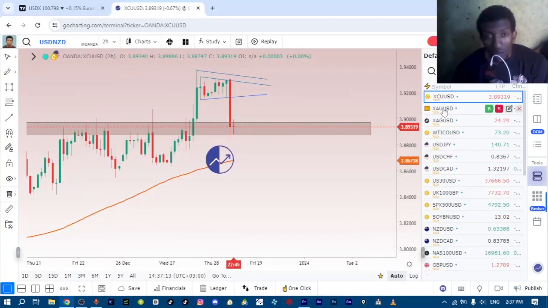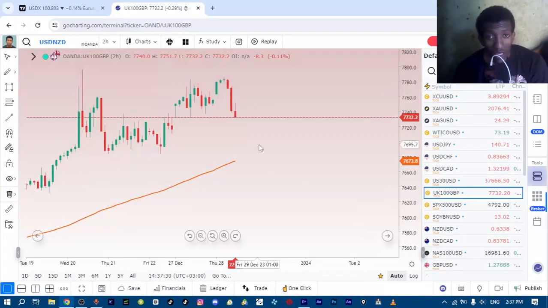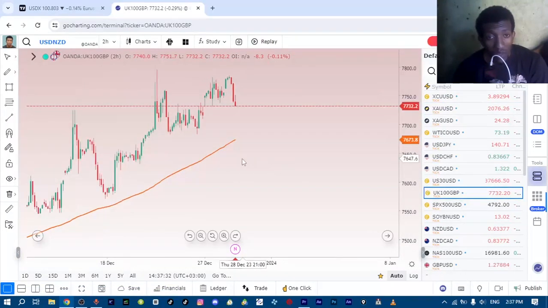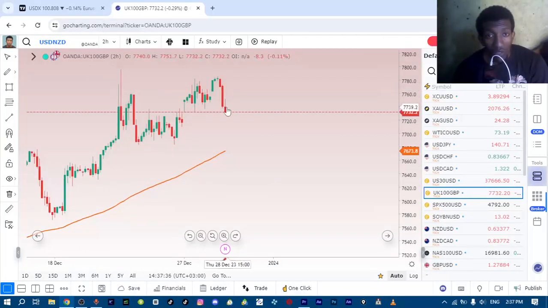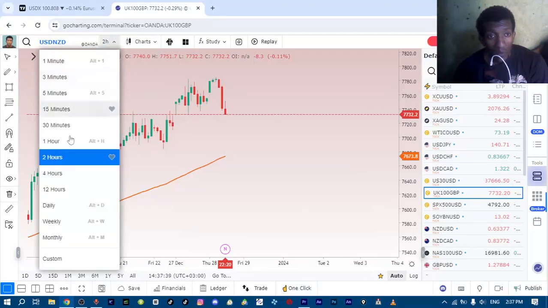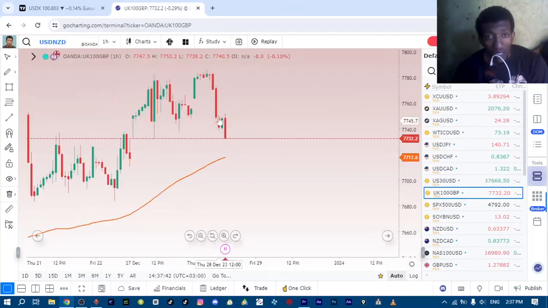Let us see gold. We have seen gold already, so we have seen silver, gold. And this is oil. We don't need to see that. Dollar shift, we have seen it. Dollar card, we have seen it. US 30, UK 100. We didn't see UK 100. If you trade indices, UK 100 could be one of them. In this case, we didn't have any trade.